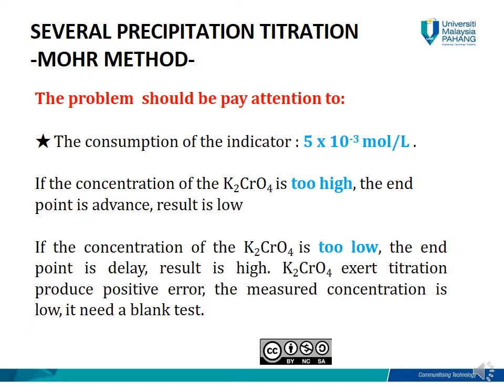So basically, when the concentration is very low, you need to apply a blank test. Okay, what is a blank test? A blank test is the analysis of a sample without the analyte. This test can improve the result that you get when the concentration of indicator is very low.